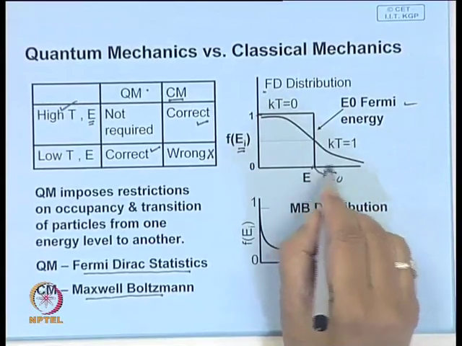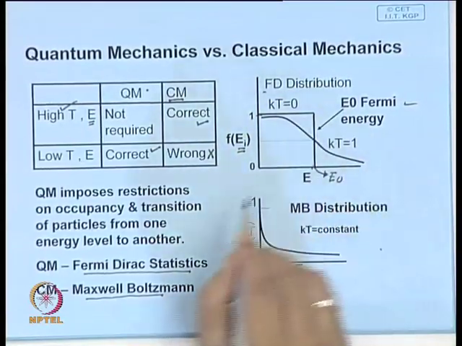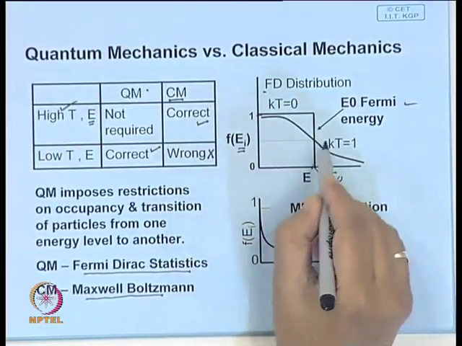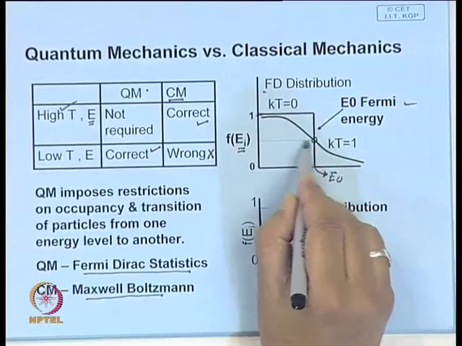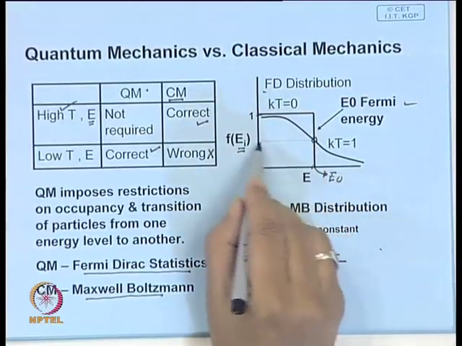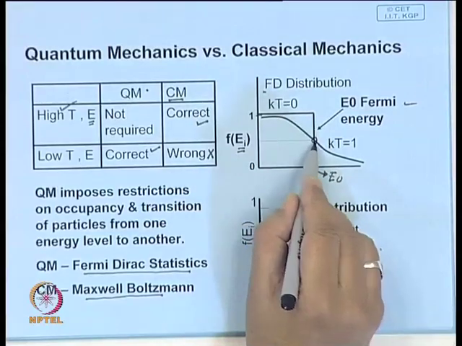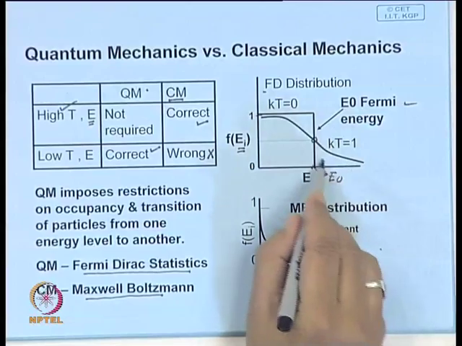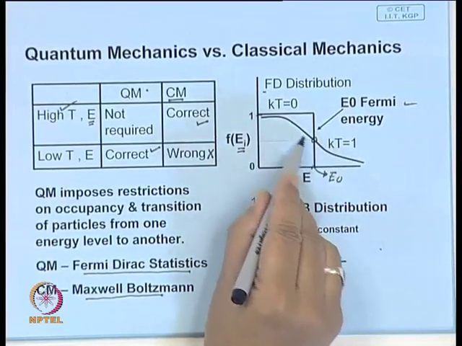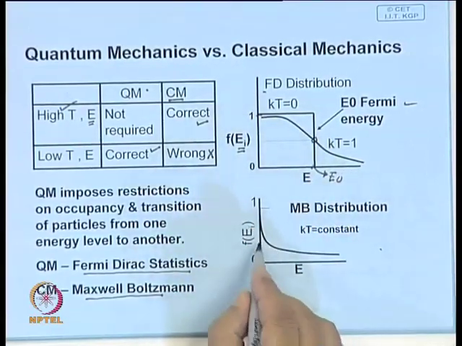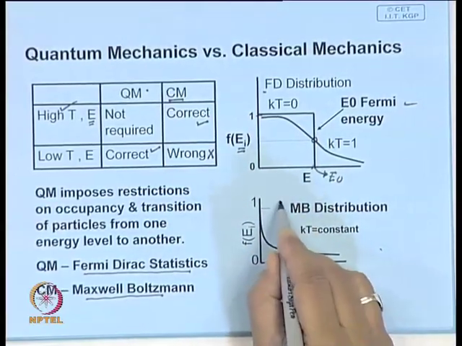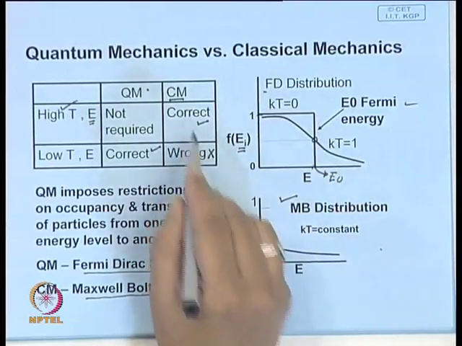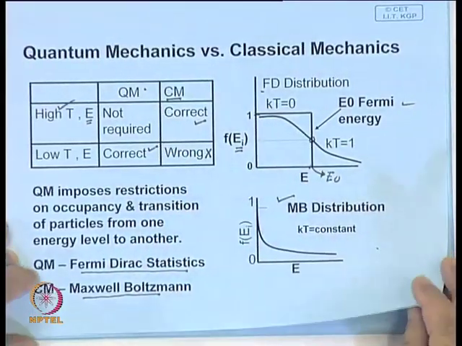there is no electron in the band, whereas at higher temperature the distribution will be something like this. So, at the Fermi level you can say half the number of electrons occupy energy less than the Fermi level and half beyond the Fermi level. So, this part of the diagram, the probability distribution, is very similar to that of the Maxwell-Boltzmann distribution. So, that is why at higher temperature both predictions are similar.